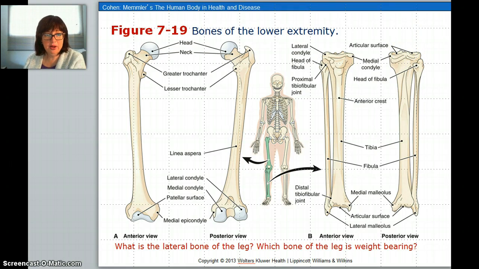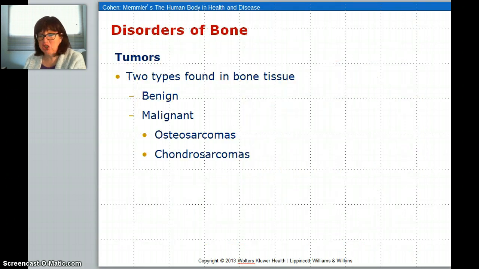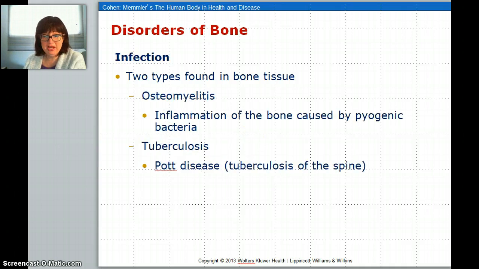Good. There are tumors of the bones. Notice you would have osteosarcomas, which is actually what Terry Fox died of. When it comes to infection, you have osteomyelitis and tuberculosis. Just be aware of the names and associating the disease with the system is what we're looking at here.